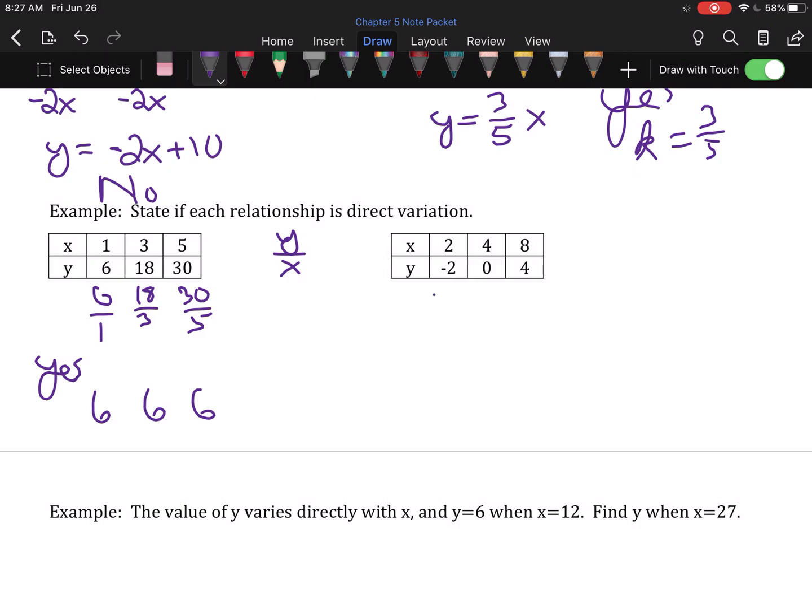Next table. I'm going to start with negative 2 over 2, which is negative 1. My next ordered pair is 0, 4, or 4, 0, so it's 0 over 4. That's 0. I can stop right now. Negative 1 and 0 aren't the same thing, so it's not a constant change. It's not a constant variation. It's not direct variation.